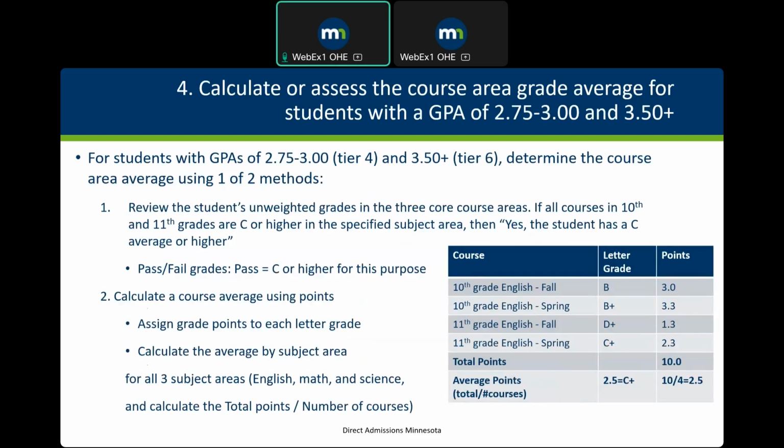All right, step 4 is to calculate or assess the course area grade average for students in the Tier 4 and Tier 6, and that's students with GPAs of 2.75 to 3.0 and students with a GPA of 3.5 plus. All right, so for these students, you're going to look at the unweighted grades for only 9th and 10th and 11th grades. And usually a visual review is sufficient. You're going to assess if they have a C or higher average. We have a spreadsheet that will help calculate this.